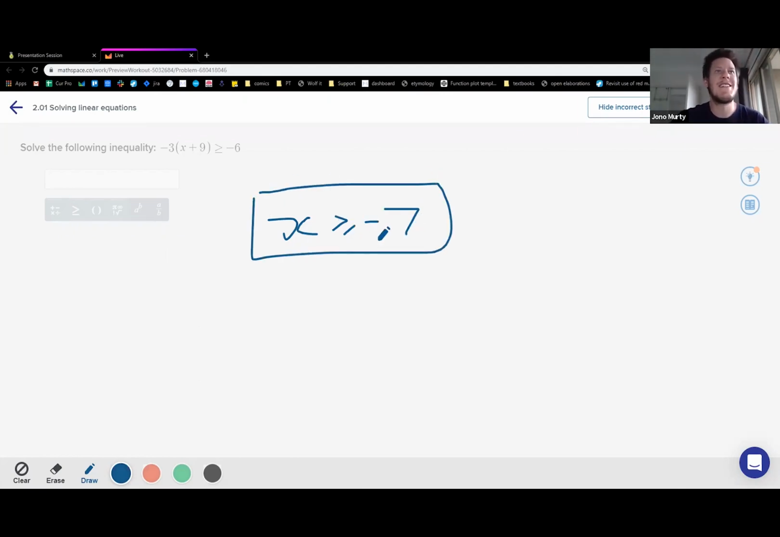All right, so let's test this. A number that's greater than minus 7 is 0. 0 is greater than minus 7, so let's test that. If I replace x with 0, I'll get 0 plus 9 is greater than or equal to minus 6. Now, I'll divide both sides by minus 3, and I'll get 0.